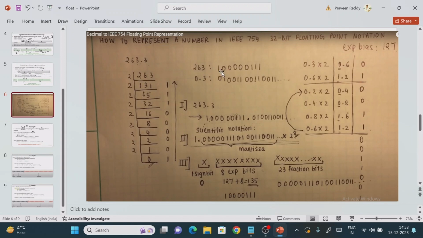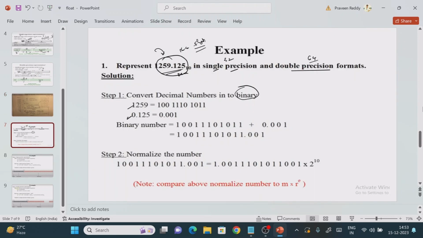Now see, this is the binary representation for the integer part 1259, and this is the binary representation for the fractional part 0.125. Now just add the integer part plus the fractional part, and the number is converted into binary representation. So the first step is that if the given number is not in binary, we first need to convert it into binary representation.